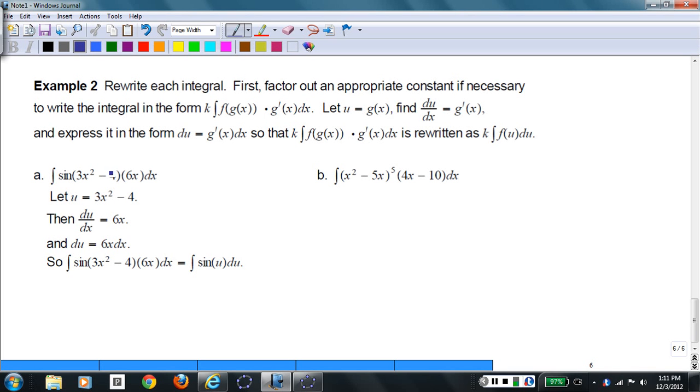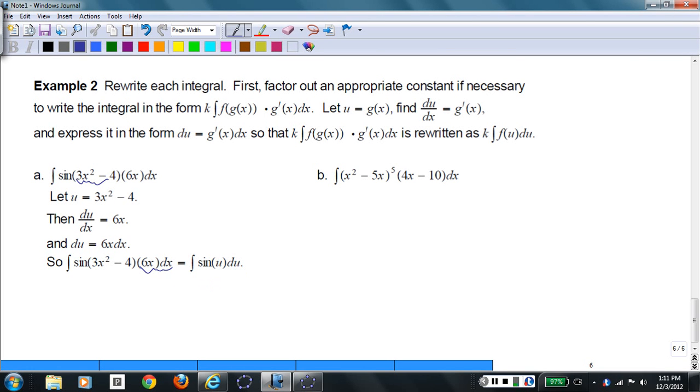Then we look. 3x squared minus 4 is the u, so we put that in there. And 6x dx is du, so we put that right there. And that gives us this integral.